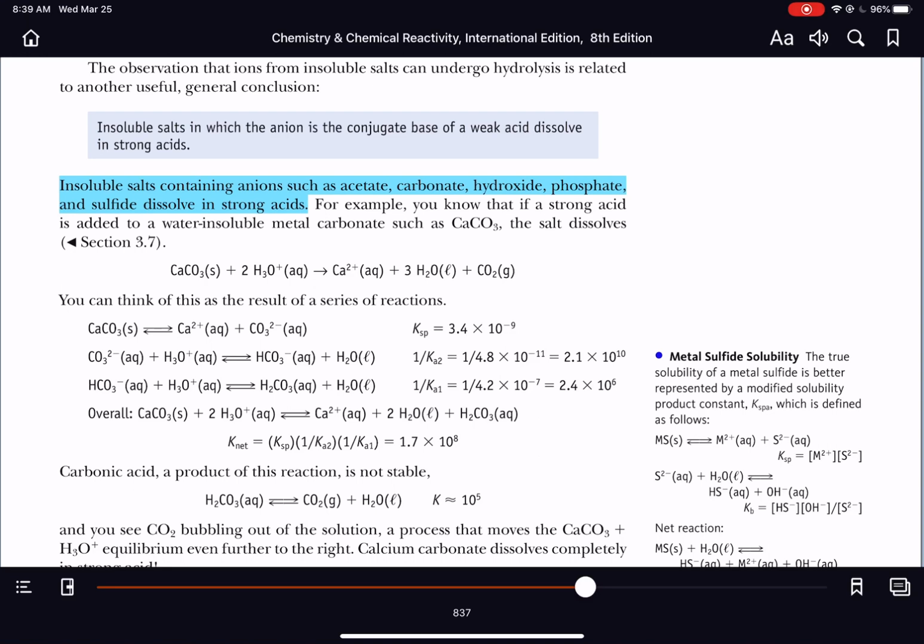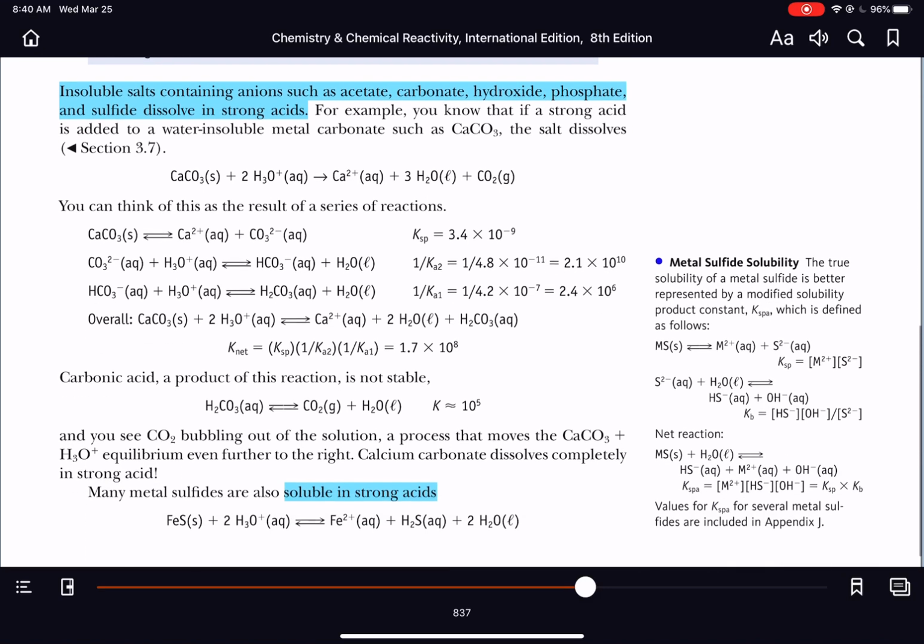So insoluble salts in which the anion is the conjugate base of a weak acid will dissolve in strong acids. And now you're getting the idea that in first-year chemistry, we pretty much made a distinction between dissolving in water and chemically reacting in water. When we start talking about these anions and cations hydrolyzing, it kind of blurs that distinction a little bit between dissolving, which is a physical process, and reacting, which is a chemical change. So sometimes we talk about dissolving acids and bases in water as being a reaction.